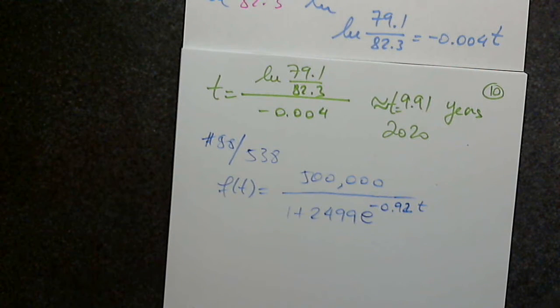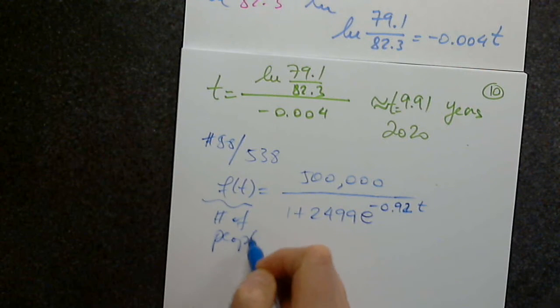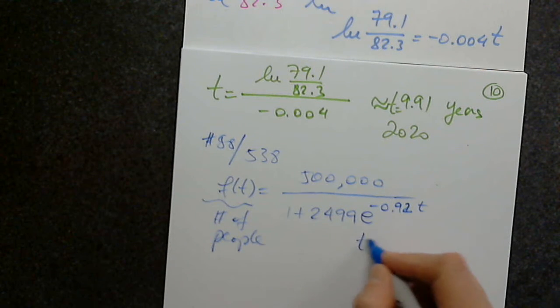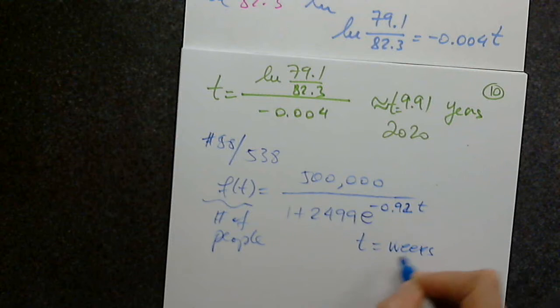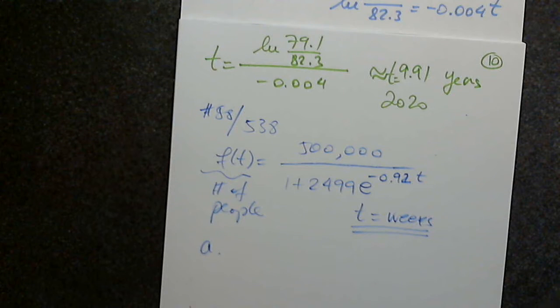Okay, models a number of people. I have to take notes, measurement units and all. Number of people, f of t, in a city who have become ill with influenza t weeks after its initial outbreak. T in weeks. Part A. How many people became ill with the flu when the epidemic began?